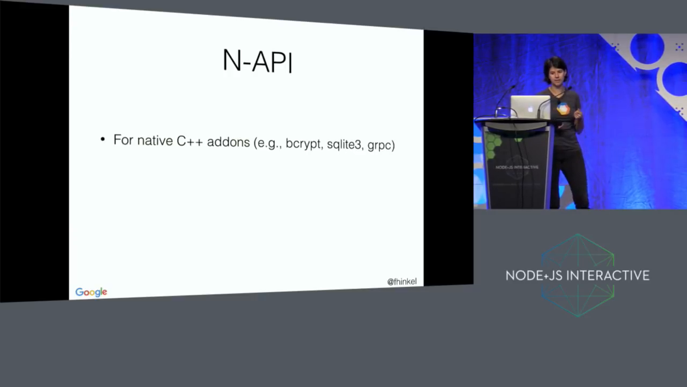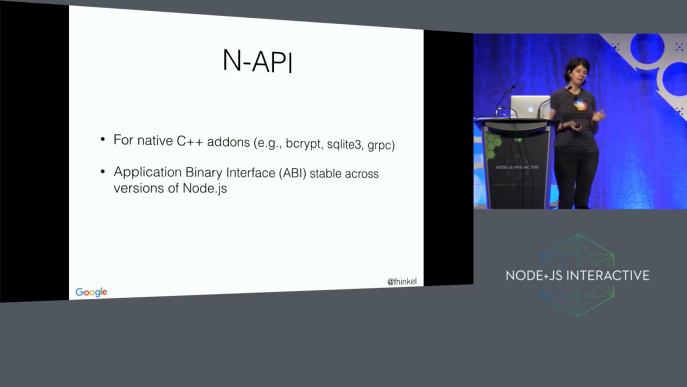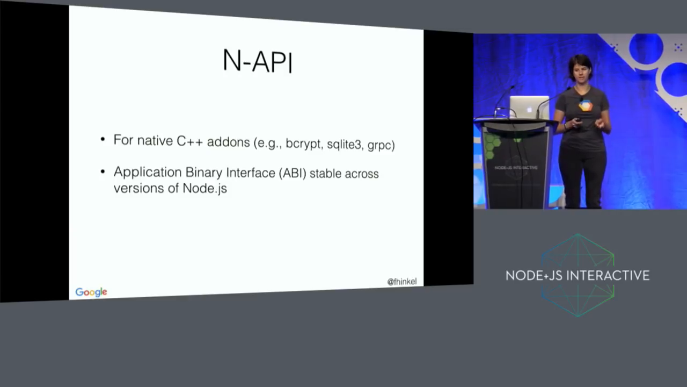And N-API is an API for native add-ons that will stay stable across versions of Node.js. So when you change the Node version, you don't have to recompile the add-on.